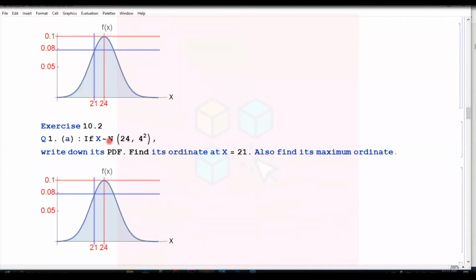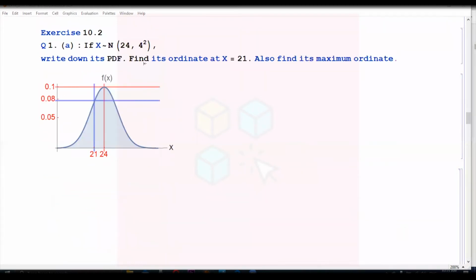10.2: if x is normally distributed with mean 24 and 4 square, meaning 4 is the standard deviation and 4 square, 16, would be the variance. So we have to mention the variance here; we can write it either as 16 or 4 raised to the power 2. Write down its PDF. So we will start from here.